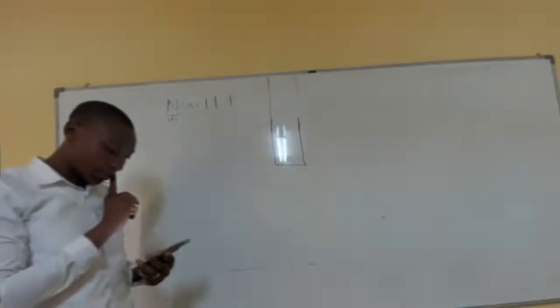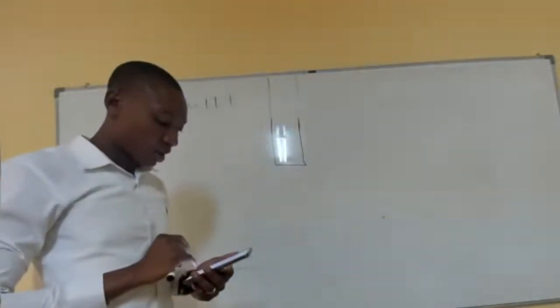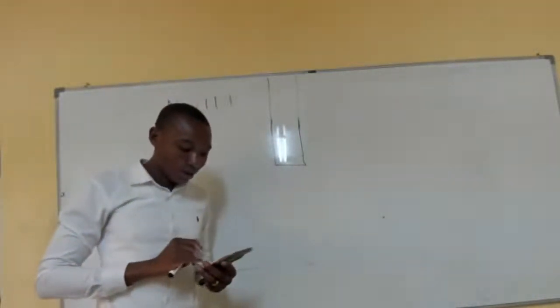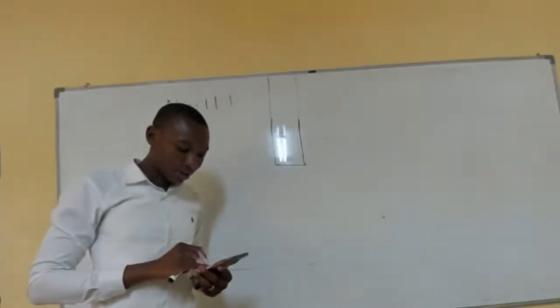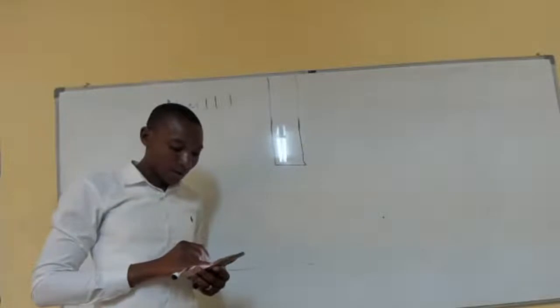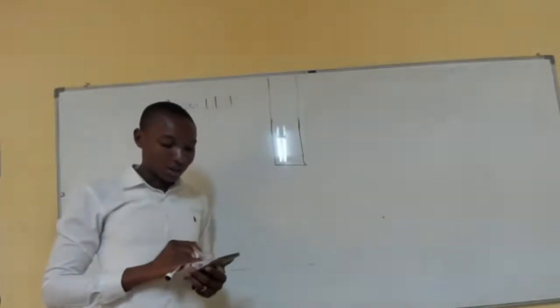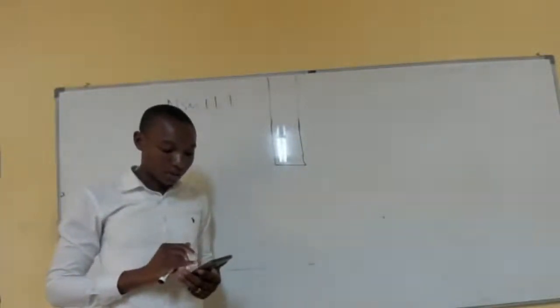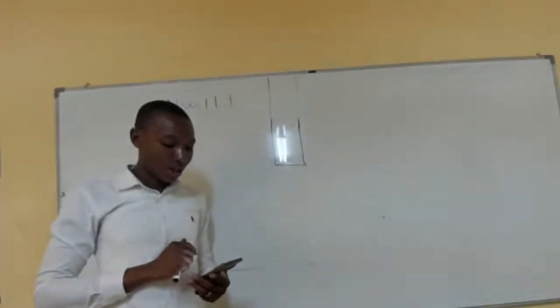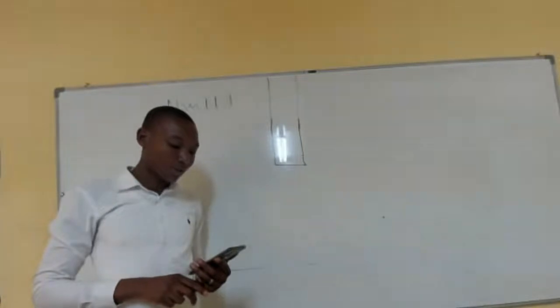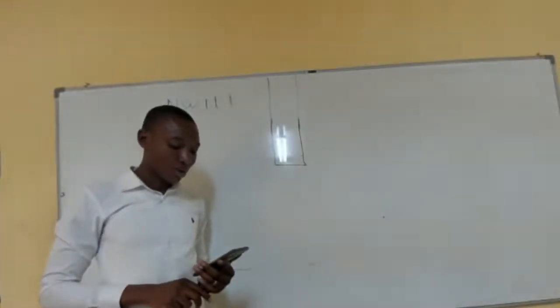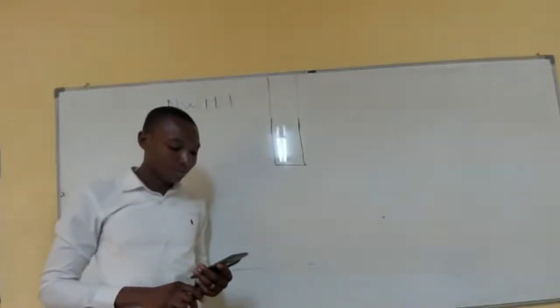We ended on question 8, where we were asked to find tan alpha minus beta. So now we're going to go to question 9, and we'll do both of them on question 9.